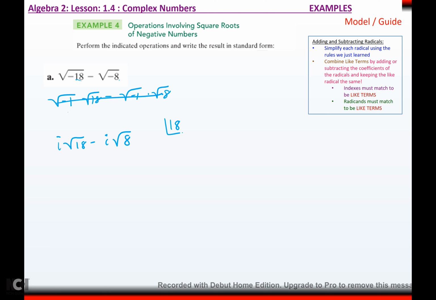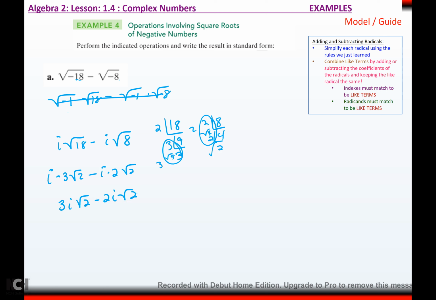So if I break down 18, by 2 is 9, by 3 is 3. That's the square root of 9, which is 3. So this is i times 3 times the square root of 2. If I break down 8, by 2 is 4, by 2 is 2. 2 2s makes the square root of 4, which is 2, and the square root of 2 is back in. So this is minus i times 2 times the square root of 2, which gives me 3i square roots of 2 minus 2i square roots of 2, which is just 1i square root of 2.